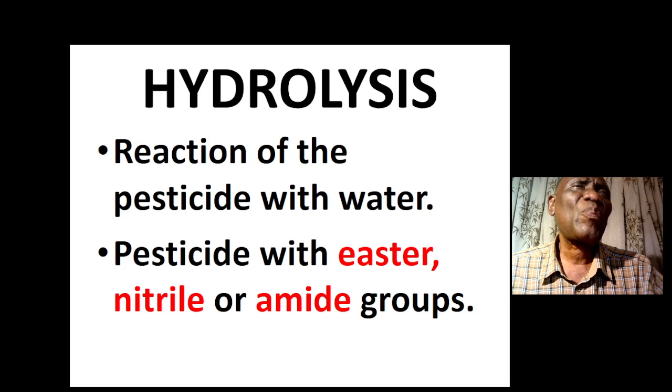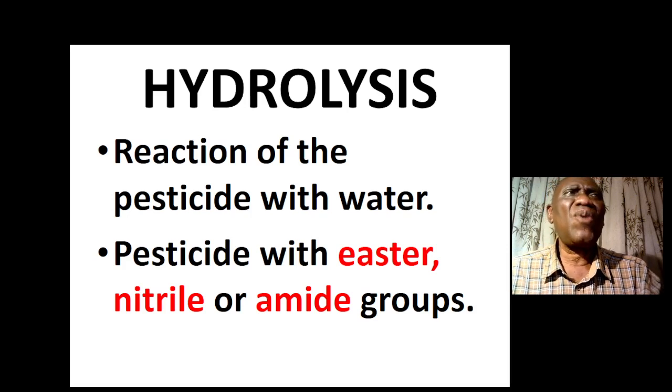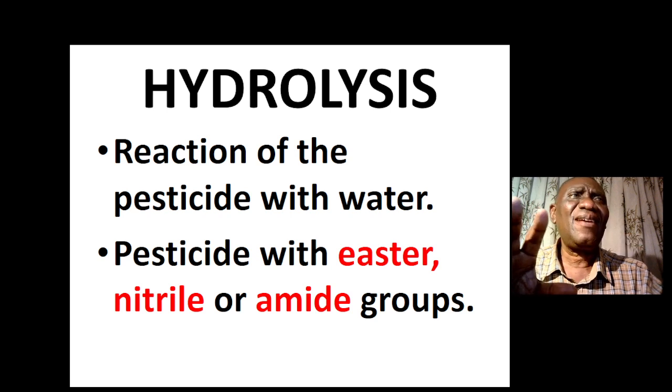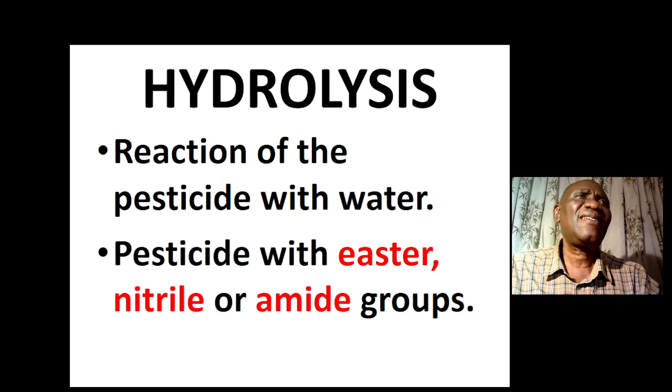Now we are moving on. We are now through with the oxidation, which has got 7 reactions which we have gone through, starting with the hydroxylation, ending up with the substitution of sulfur with oxygen. Then the reaction of the pesticide with water is what we call hydrolysis, and it can cause the breakdown of the pesticide into an ester, a nitrile, and an amide.